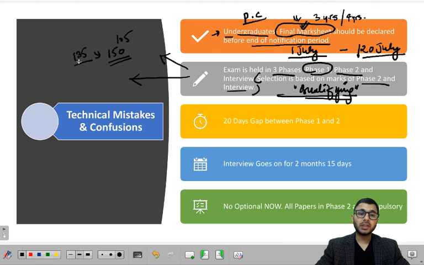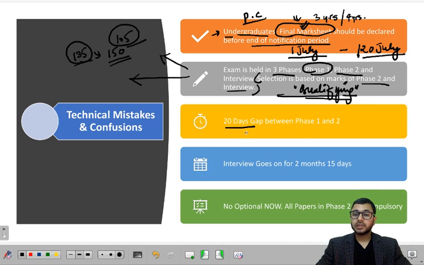Okay, so if your margin is good, if you're getting well above the cutoff, then you know that you're going to be able to clear it. So you don't need to try and push it to 150, 160 and waste a lot of time and not prepare for phase 2. A lot of students do that. Okay, try and stay away from that.